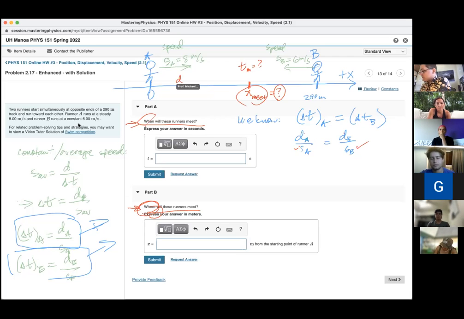So look, the distance that runner A travels is from the origin 0 to x meet. So that's just going to be x meet. The distance that runner B travels is from 290 to x meet. So that's going to be 290 minus x meet. So let's plug all that in. Okay, now again, I'm going to just drop units and sig figs until the algebra is done.